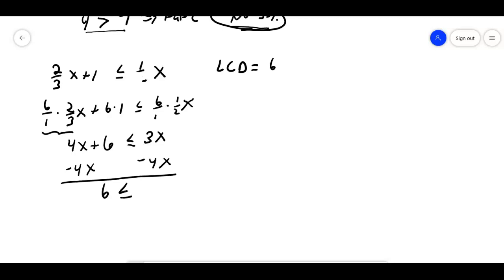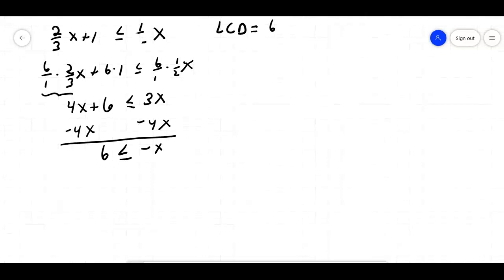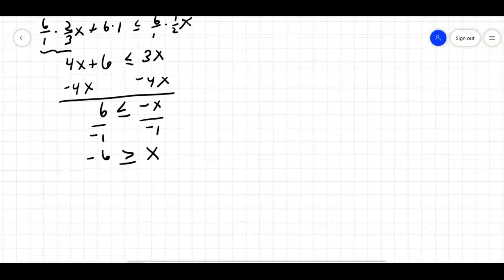Now I have 6, and then I have negative x, and that negative's no good. So I'm going to divide by a negative 1. Now remember, that's going to switch your sign. So this is now positive x. This is negative 6. And I'm kind of glad this came up.